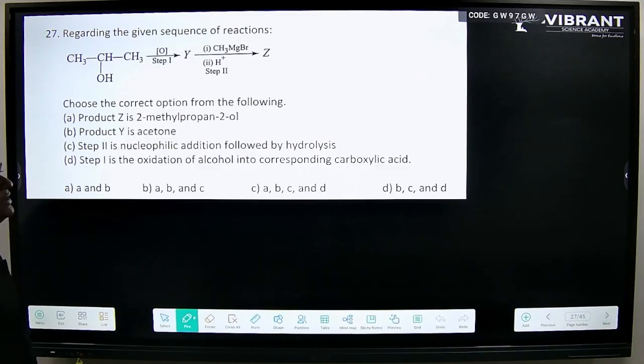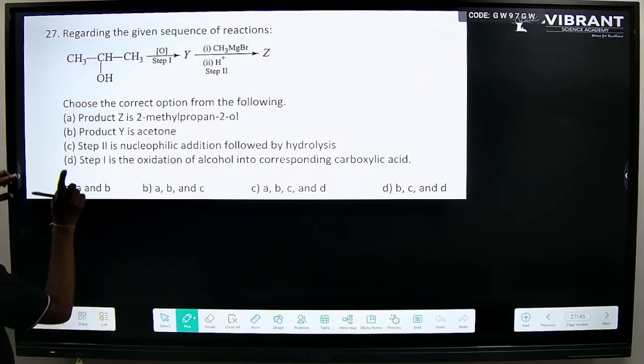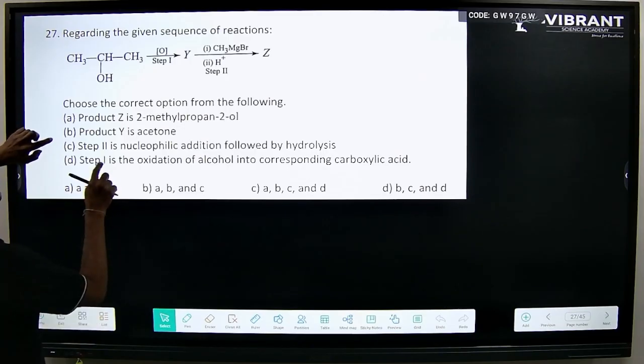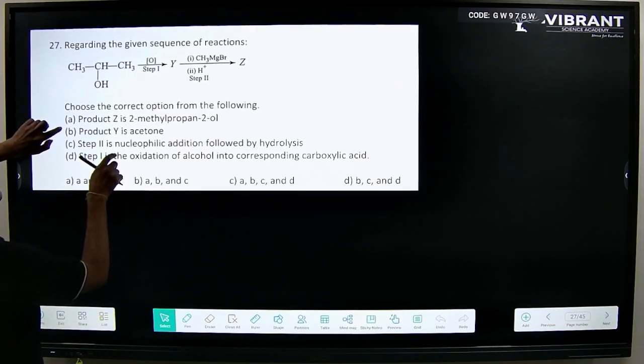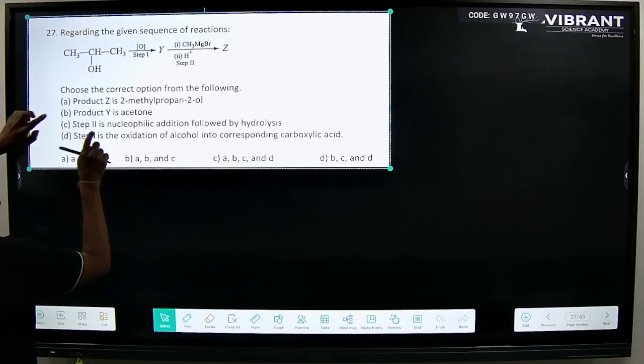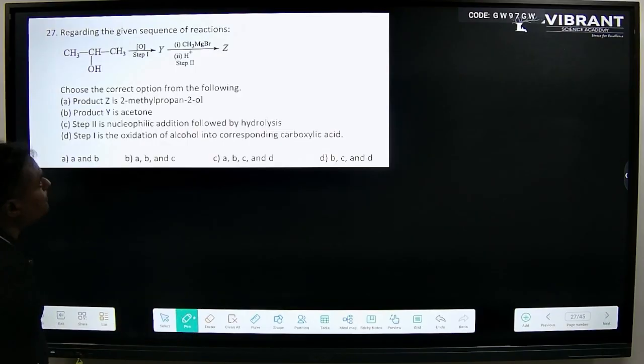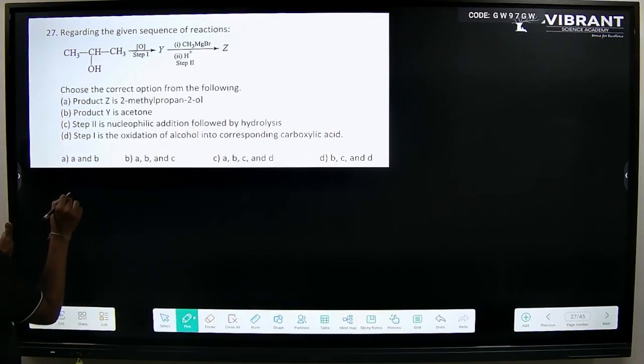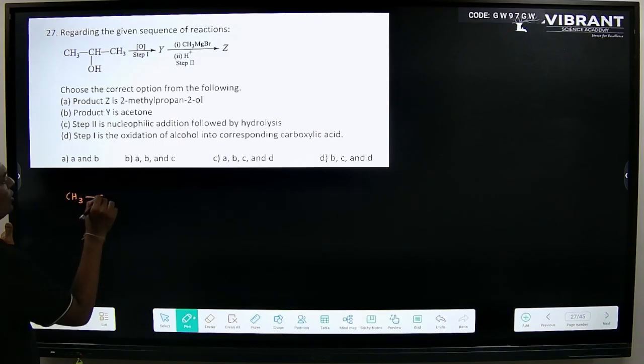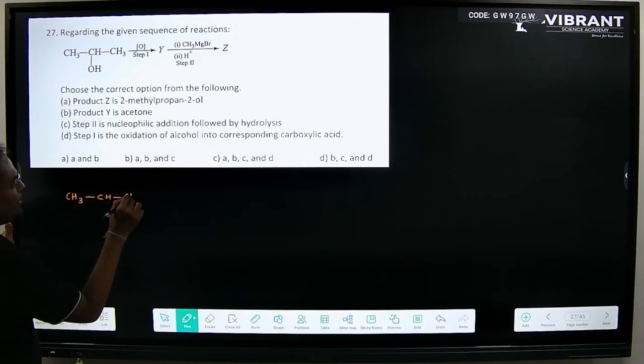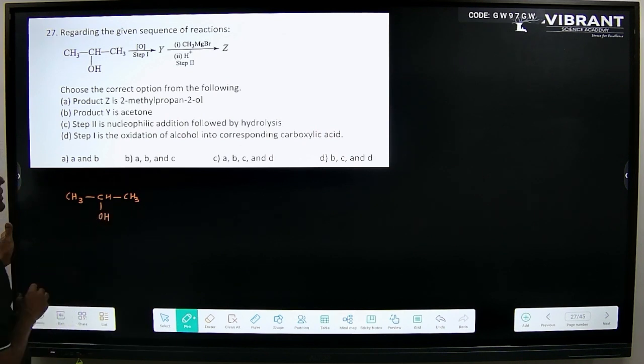Okay, this is one of the very common reactions, child. Let us write and check. I will do one thing, just give me a moment. Okay, let us do this reaction once again. Now, here I have got CH3, then CH, CH3 and OH. I think this compound is known as propan-2-ol to all.